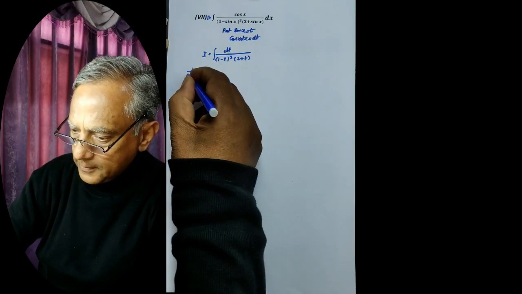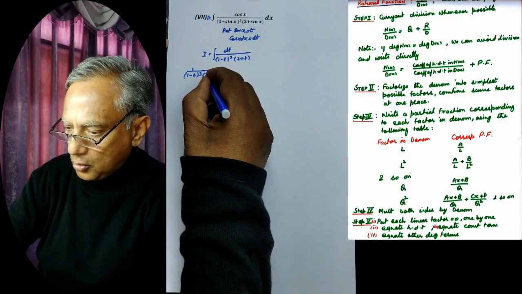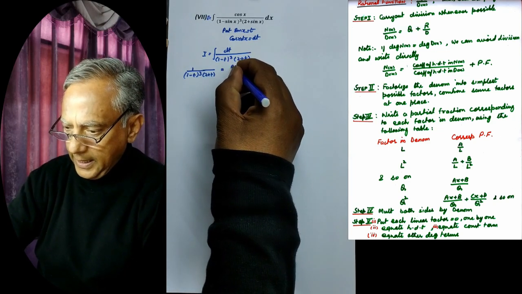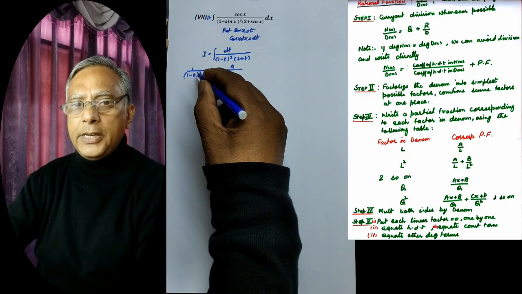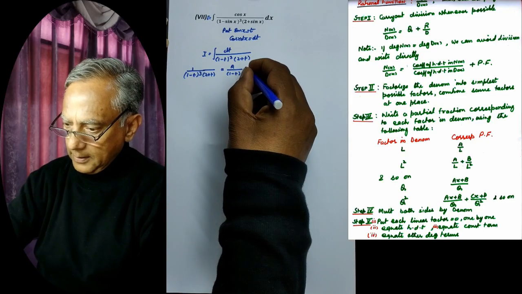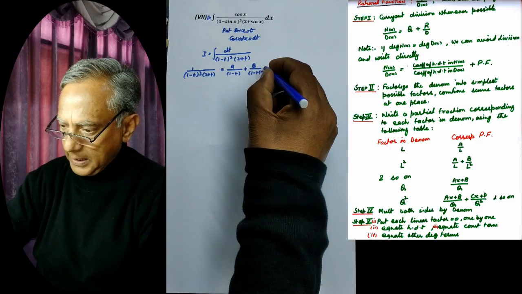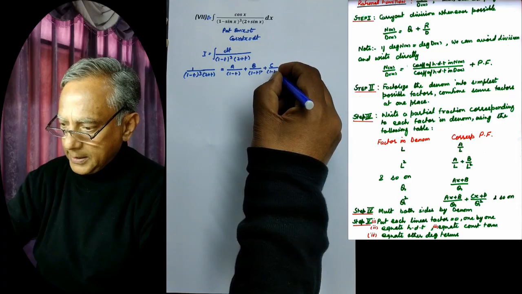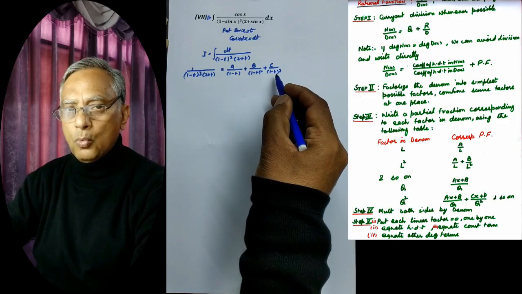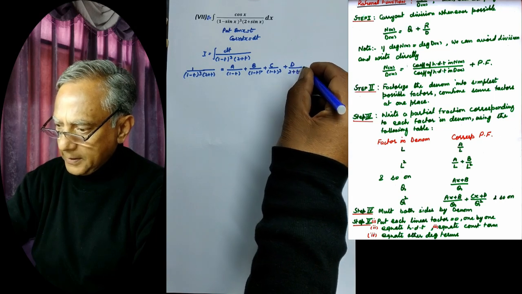So 1 over 1 minus t whole cube into 2 plus t is equal to a over 1 minus t plus b over 1 minus t whole square plus c over 1 minus t whole cube. We will increase the power of 1 minus t 1 by 1, plus d over 2 plus t.